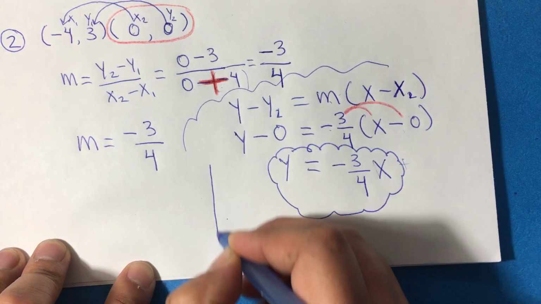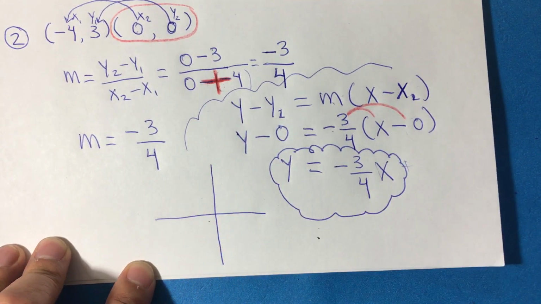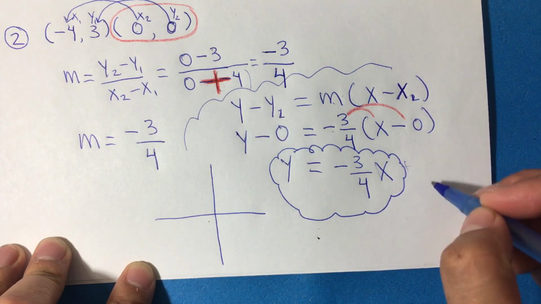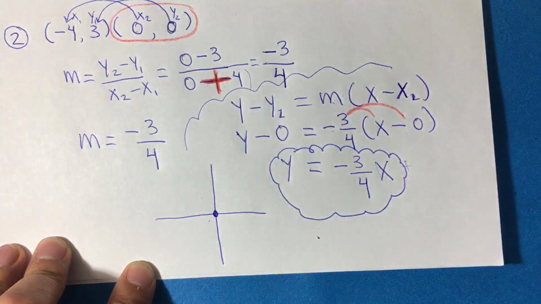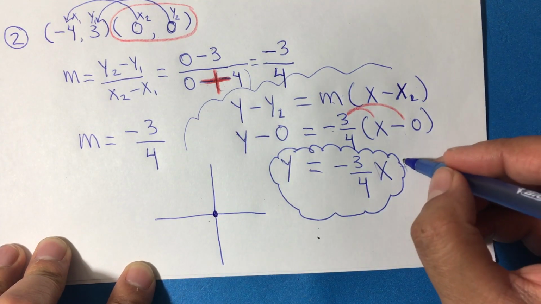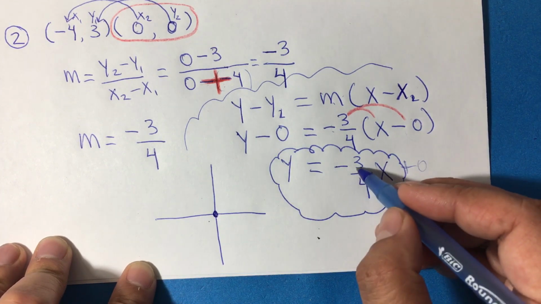If you were to graph this, again, you don't need to do the graph. I just want you to see it and relate it to what we have learned in the past. So when we have nothing as the b, that means that the initial point is at 0, 0. Okay? And for graphing, some people do put the plus 0 in there.